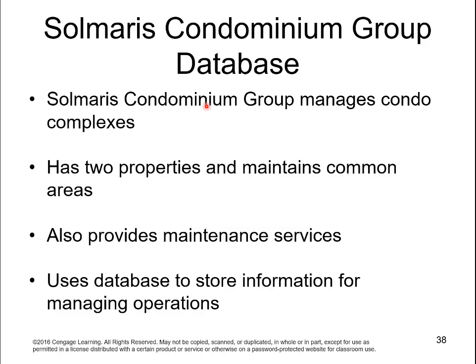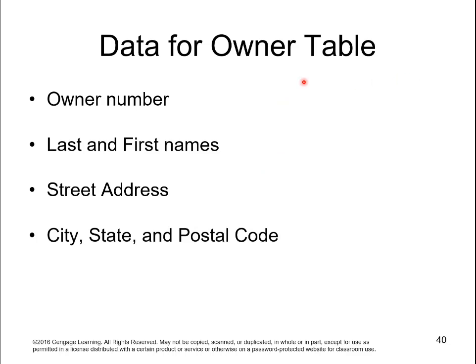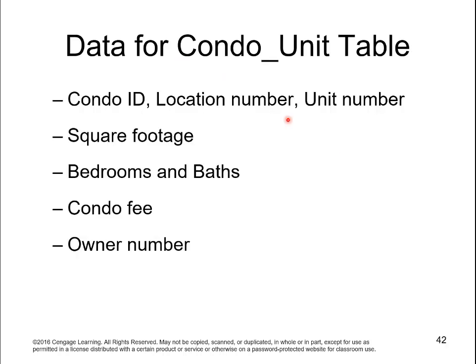All right, like I said, we're not going to go into too much detail on the Solmaris Condominium Group. It is a group that manages a condominium complex. They have 2 properties, maintain common areas, and also provide maintenance services, and they use the database to store information for managing operations. They have a location table. They're going to have an owner table. And here are the location and owner table examples.